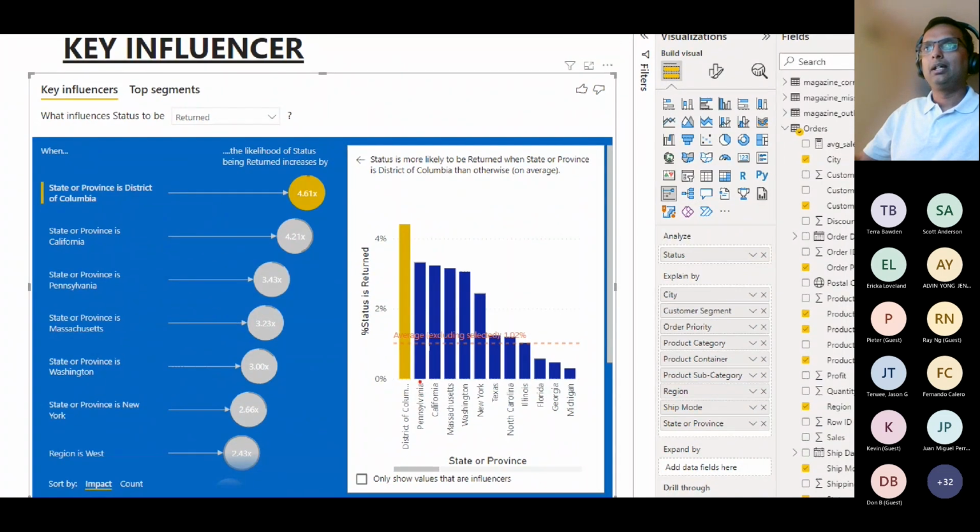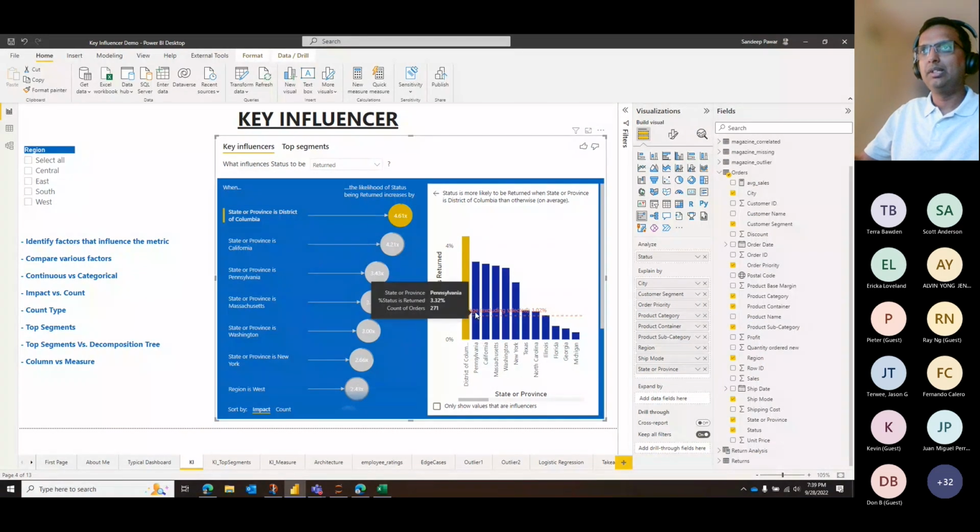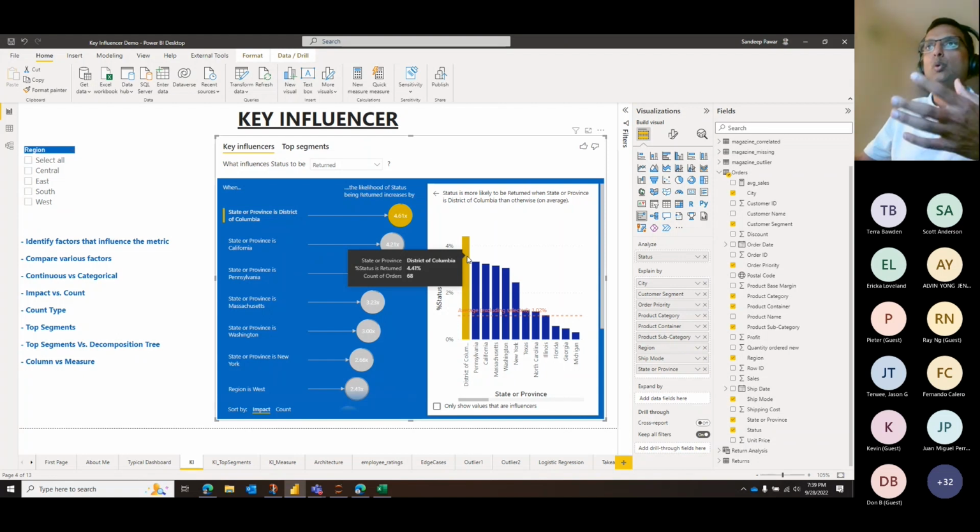The way Power BI decides whether to include a variable on the left-hand side is based on this horizontal line. It's kind of hard to see, and I wish they had done a better job with this, but it's the average excluding the variable. So when I select the District of Columbia, excluding District of Columbia, the overall percentage average for returns is 1.02, but for DC, it's 4.41. And that's why it selected District of Columbia as the influencer.